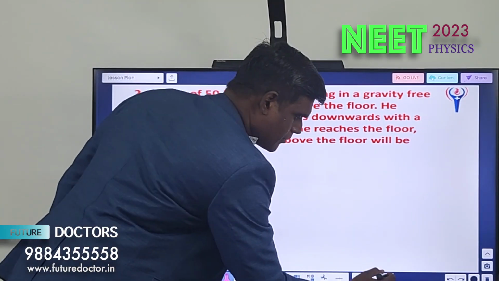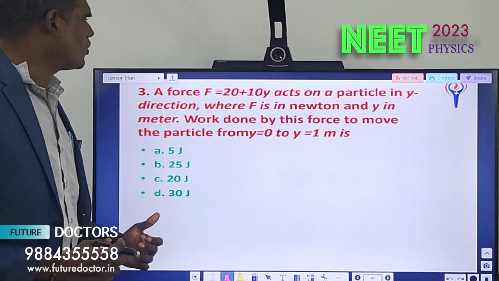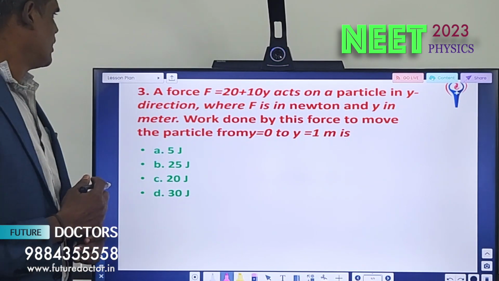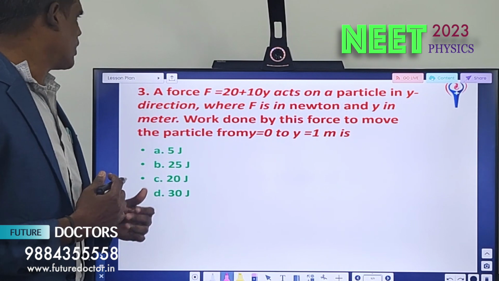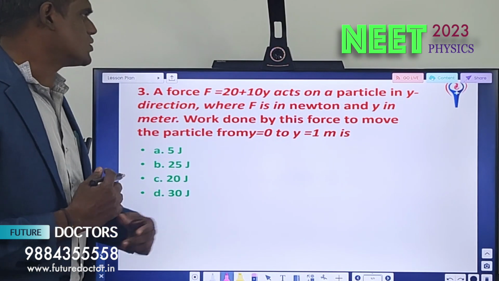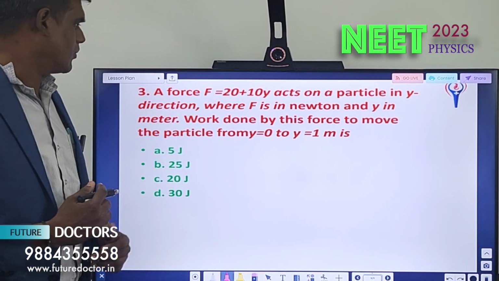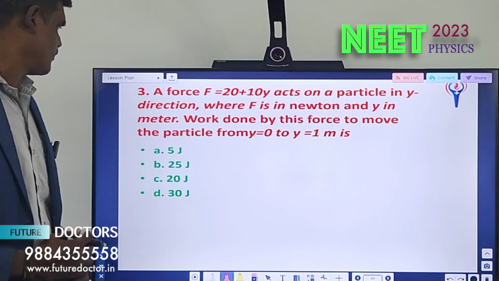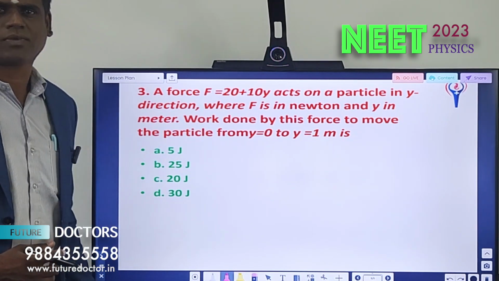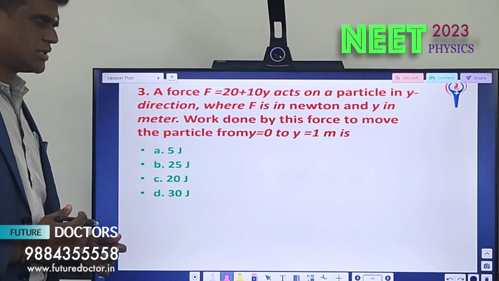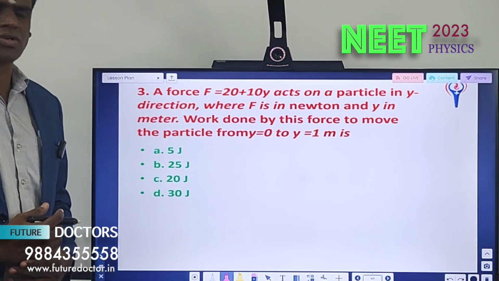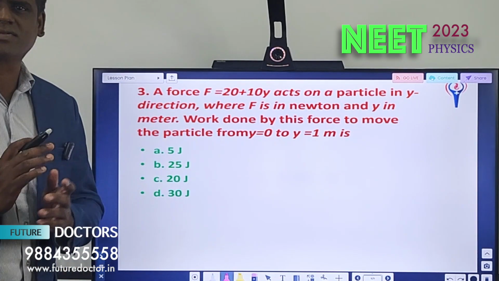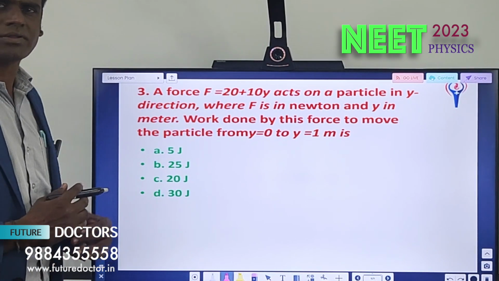Okay, let's move to question number 3. A force F equal to 20 plus 10 y acts on a particle in y direction, where F is in Newton and y is in meter. Work done by this force to move the particle from y equal to 0 to y equal to 1 meter is dash. Option A 5 joules, B option 25 joules, C option 20 joules, last option 30 joules. So by knowing the relationship between work, force and distance, you are able to find the solution for this question.